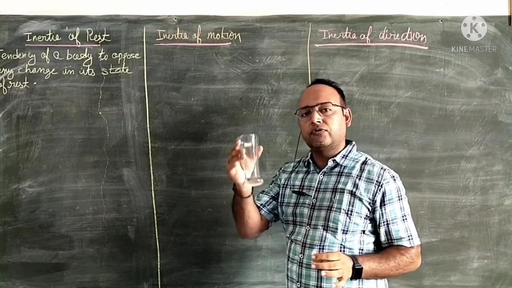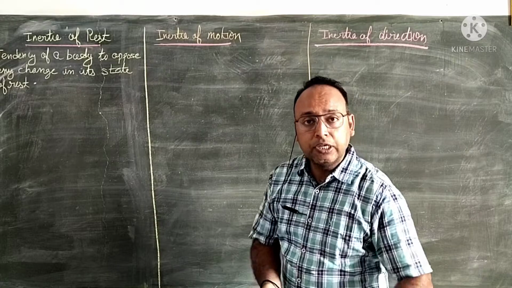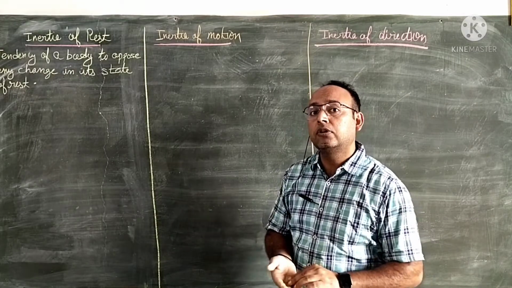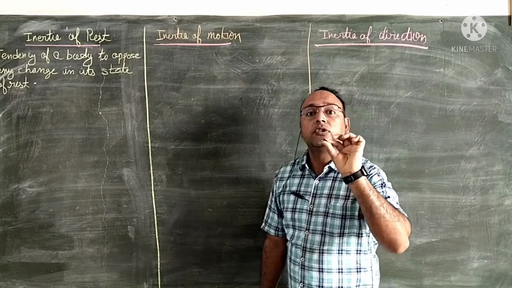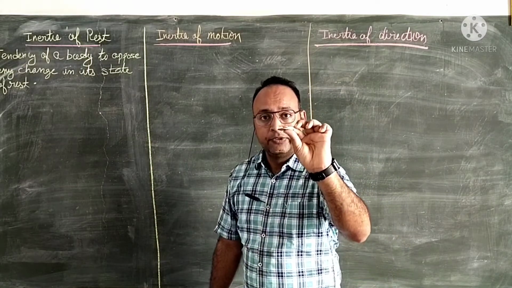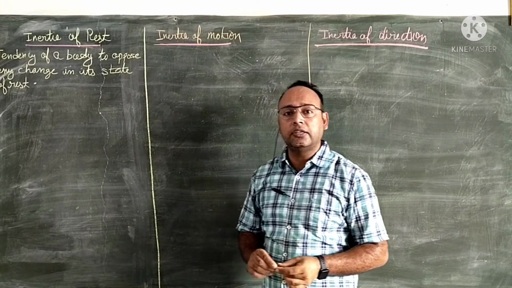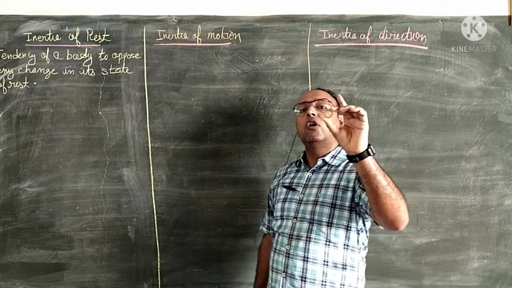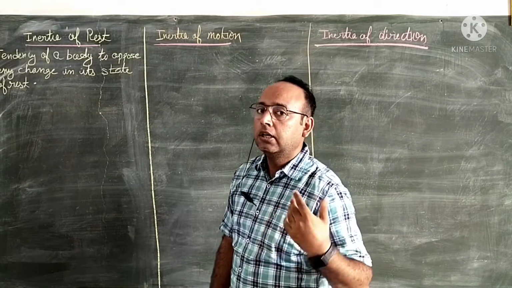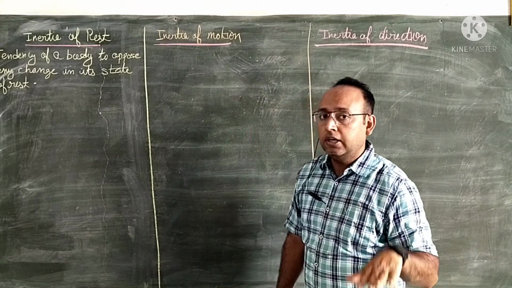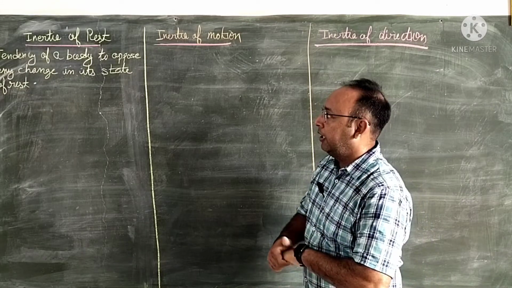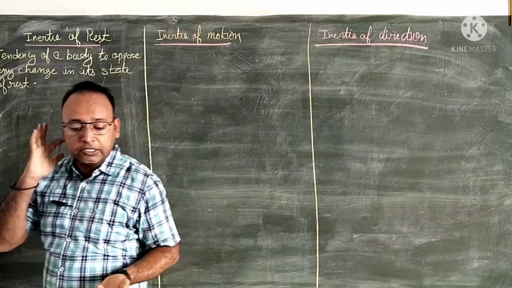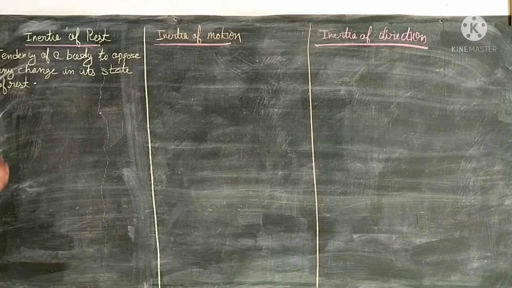Why is this? Because of inertia of rest. I am using a 10 rupees coin. What happens if I use a 25 paise coin or a very light coin? The coin will move along with the card. That's why we use a body with more mass. So it also shows that inertia depends upon mass. Okay, so we can write the examples.